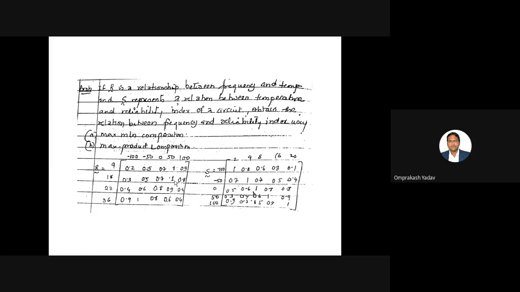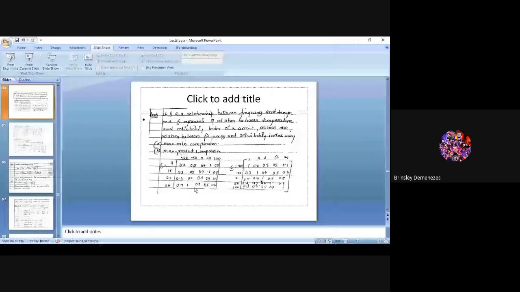What I can do, I can just open the book for this one. You just write and then I'll open the book, so it will be clear. Yes, sir, I'll try to find out in the book.